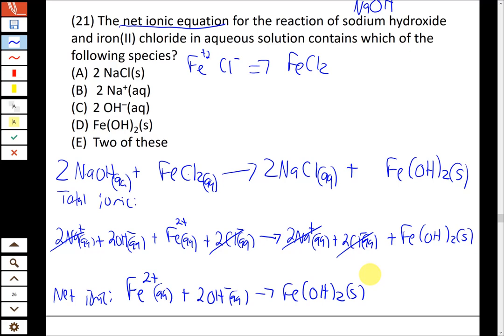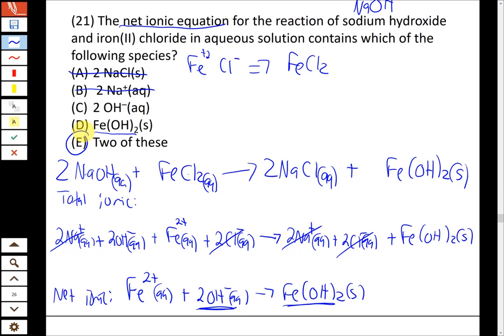So then we have to ask ourselves which of these are appearing to answer this question. Which of those are in the net ionic equation? So sodium chloride does not form a precipitate, so we wouldn't see that. Sodium plus is a spectator ion, so as we said, that gets removed when we make the net ionic equation, so that's out. But then 2 OH minus, we see 2 OH minus there on the reactant side. And then Fe(OH)2 solid, we see that on the product side of our net ionic, so C and D both appear in the net ionic equation.